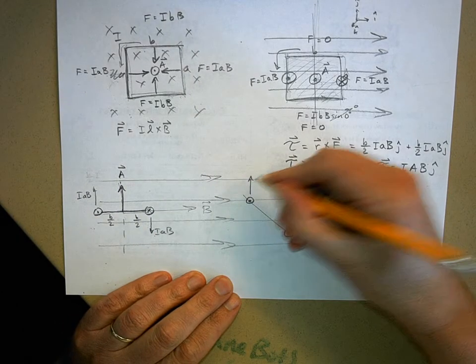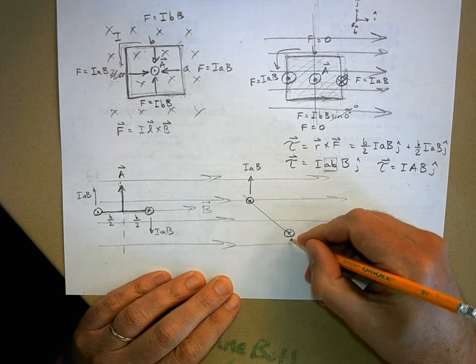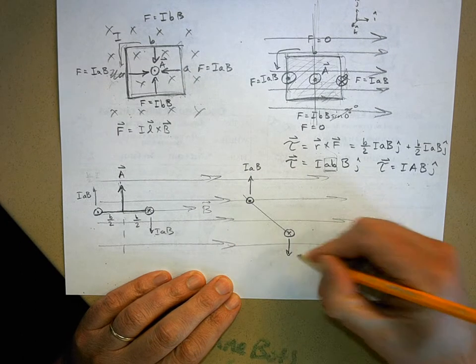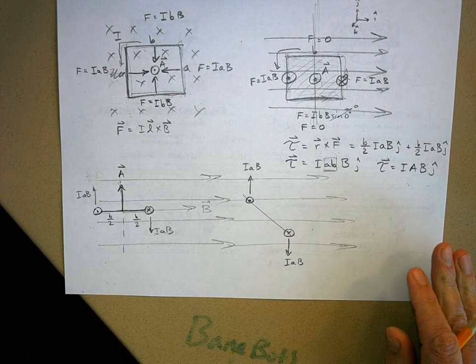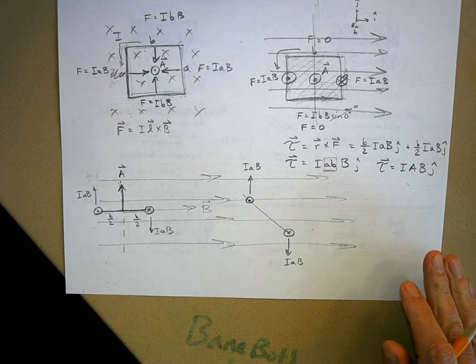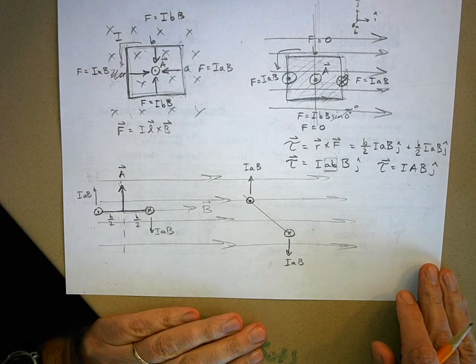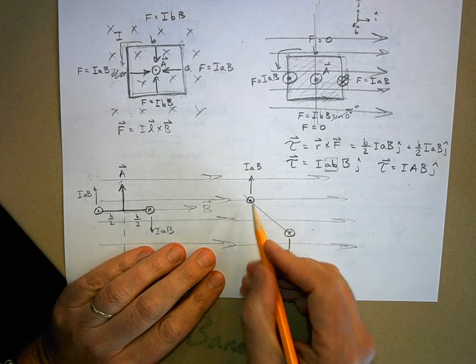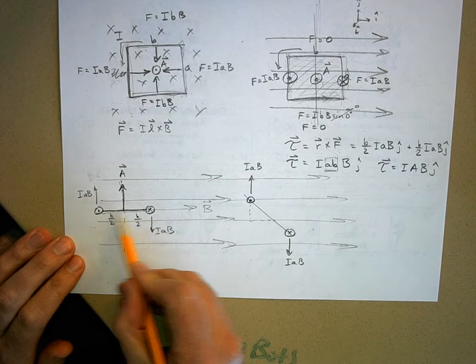So here we have I, A, B like this, and then this is straight down like this. This is I, A, B. Okay, so there's our forces. But take a look, the torque has changed here. See here, this used to be B over 2.